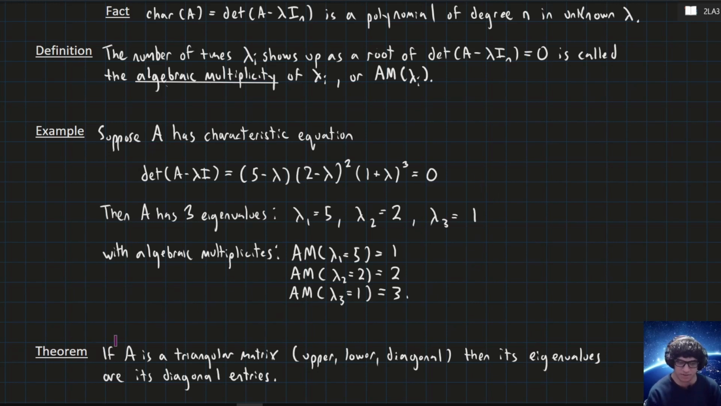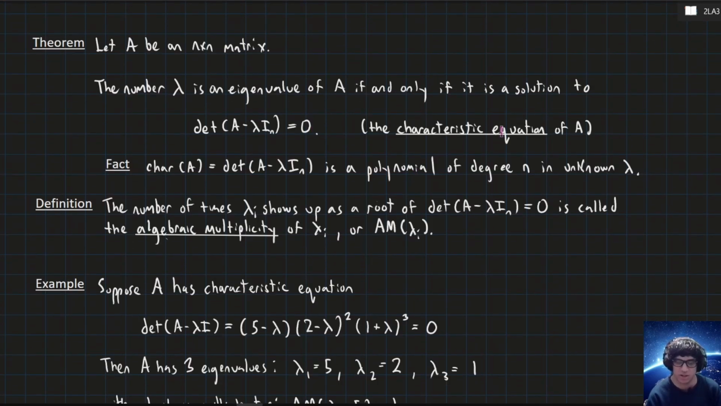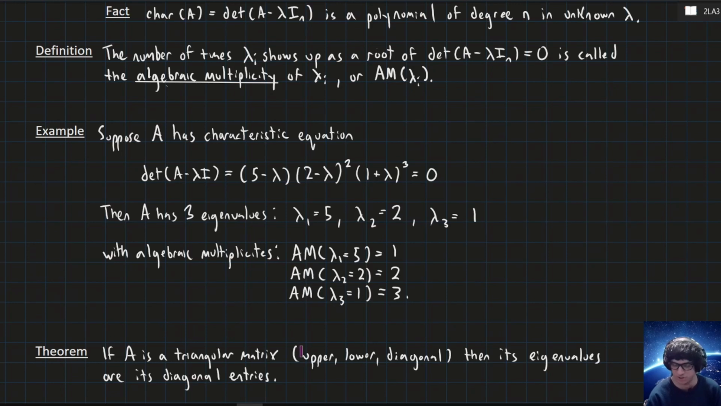So I'll state this theorem here. If A is a triangular matrix, then its eigenvalues are actually really easy to find. Triangular means upper triangular, lower triangular, or diagonal. The eigenvalues are just the entries along its diagonal, so you can just read them off easily. This fact can be checked by computing the characteristic equation of a triangular matrix, and it should be straightforward to show this.